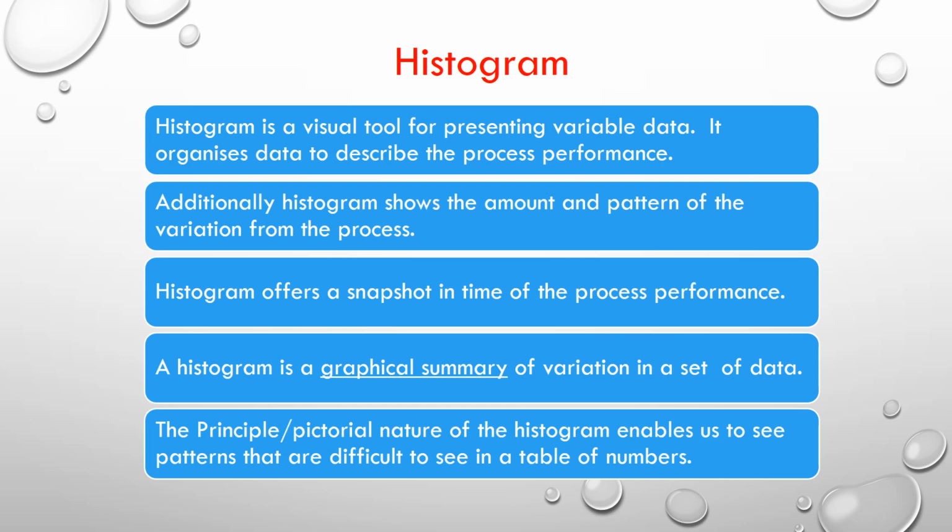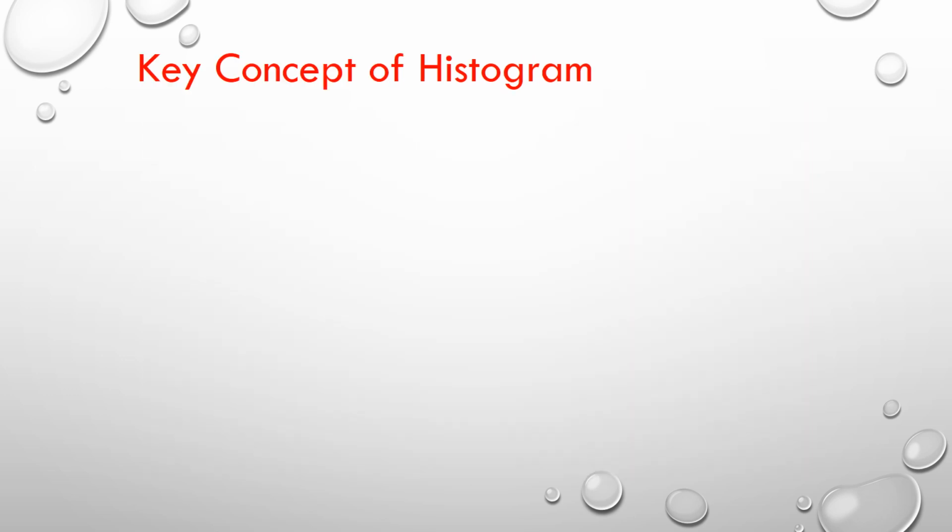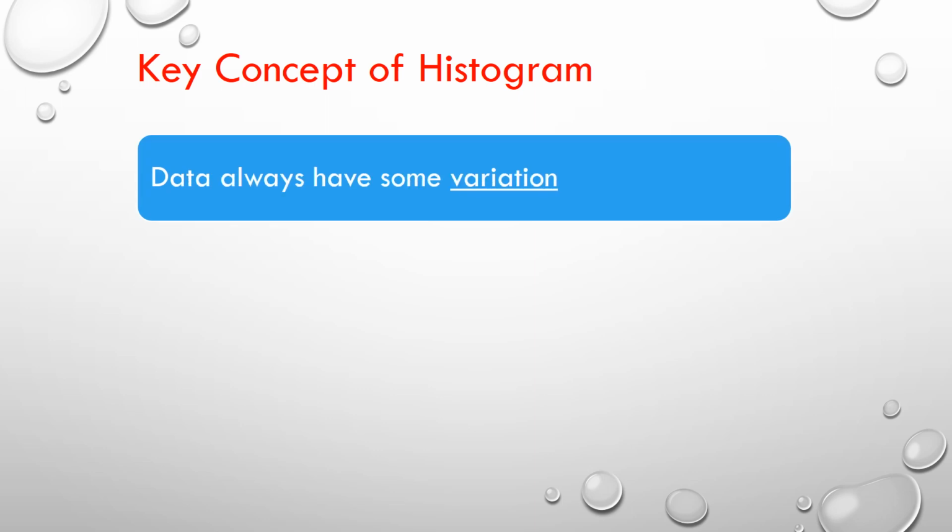Next, key concept of histogram. Data always have some variation. One fundamental concept is the acknowledgement that data inherently exhibit variation. In any dataset, there are differences or fluctuations among individual values. This variation can stem from numerous sources, including natural variability, measurement error, or inherent complexity within the system being observed.